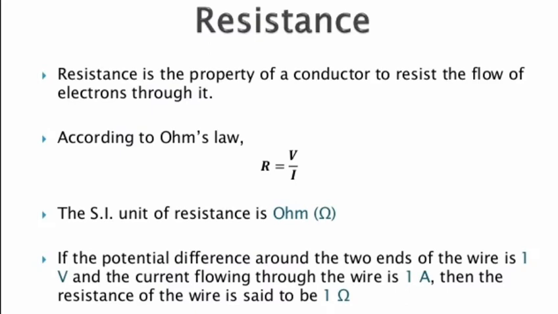The quantity of resistance is measured in the units of ohm. We can say when the potential difference between the two ends of a wire or a material is 1 volt and the current flowing through it is 1 ampere, then the resistance of the wire or the material is said to be 1 ohm.